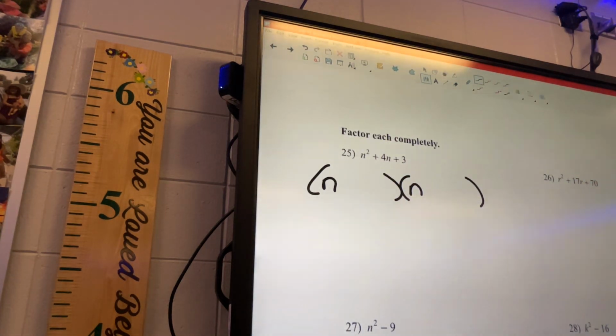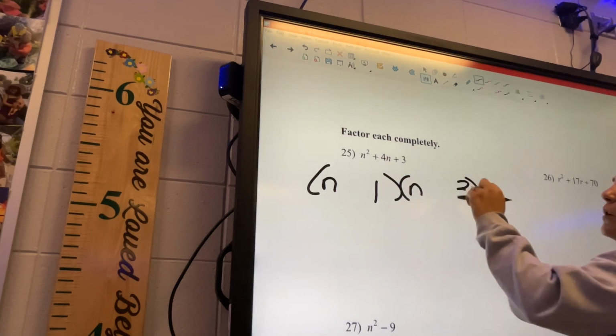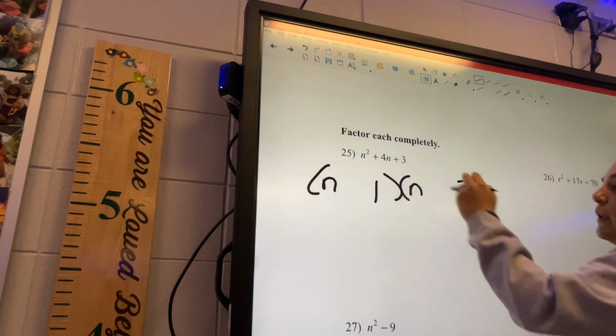We make a list of what number? 3. Okay, it's always the last number. So 3. What are factors of 3? 1 and 3. So it's definitely got to be 1 and 3. I need a positive 4. Plus plus.